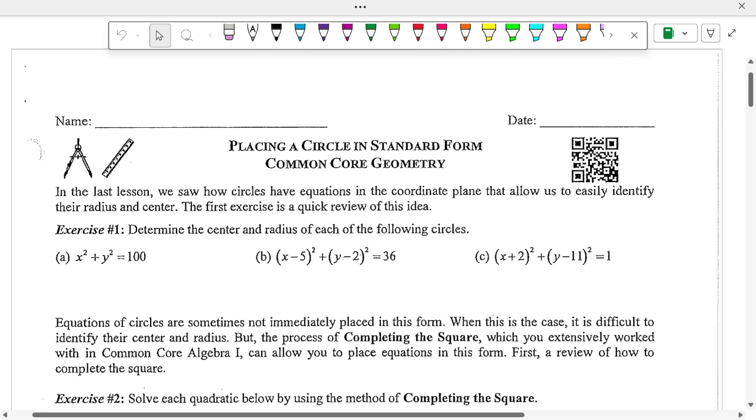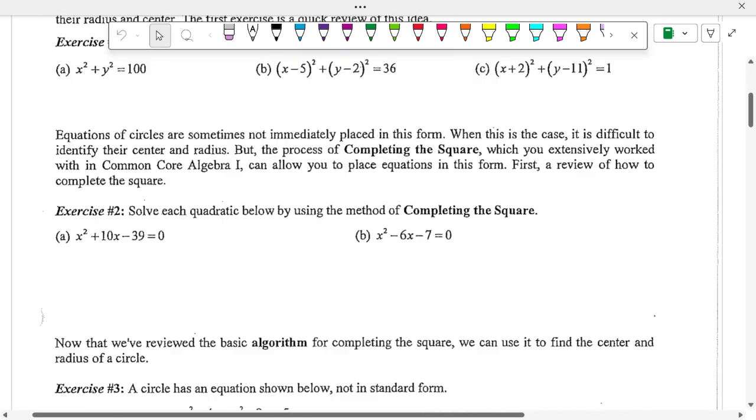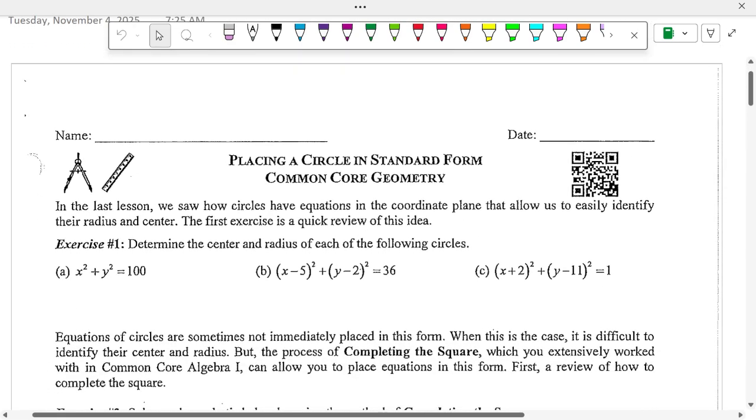So basically, what we're talking about today is yesterday we talked about the standard form of a circle. 5. Oh, we're on 5. I mean, she just said that. Oh, I thought we were on 3.